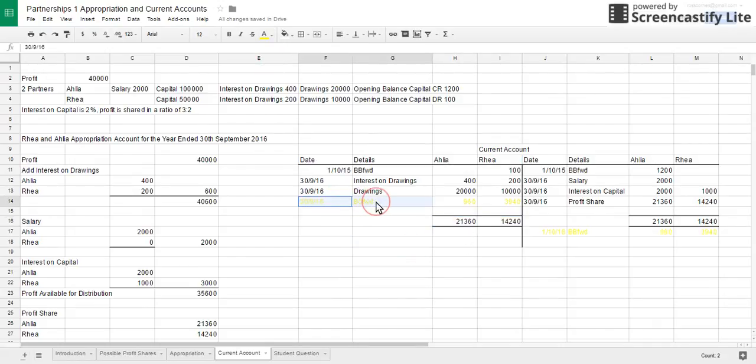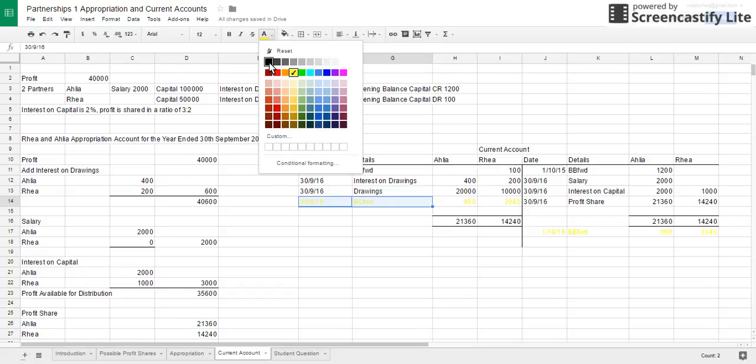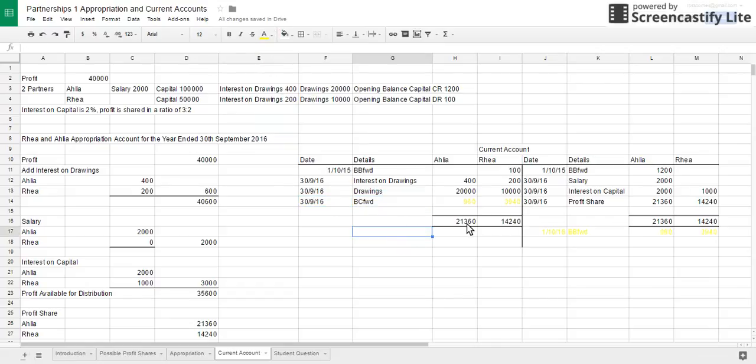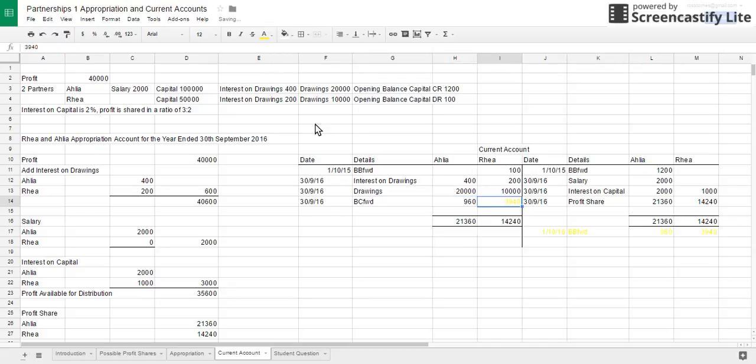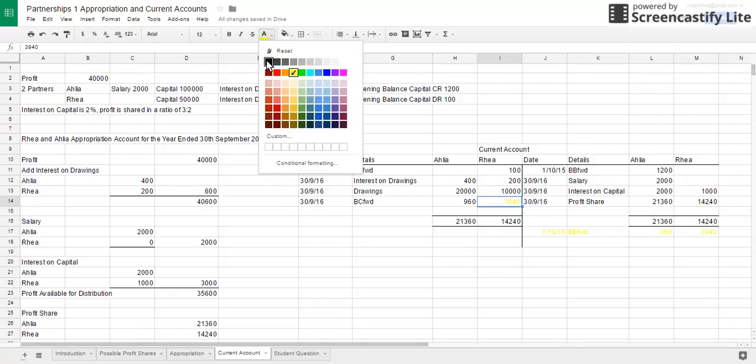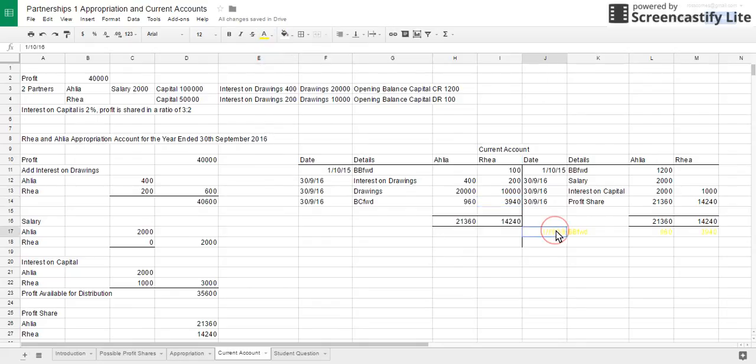And what I now need to do is to work out my balances carried forward. Well, if I do 21,360, take 20,000, take 400, I get $960. I do the same calculation over here for Ria, do 14,240, take 10,000, take 200 and take 100, I get $3,940. I put in my balance brought forward, make sure that the balance brought forward is on the first day of the next financial year, and I've completed my current account.